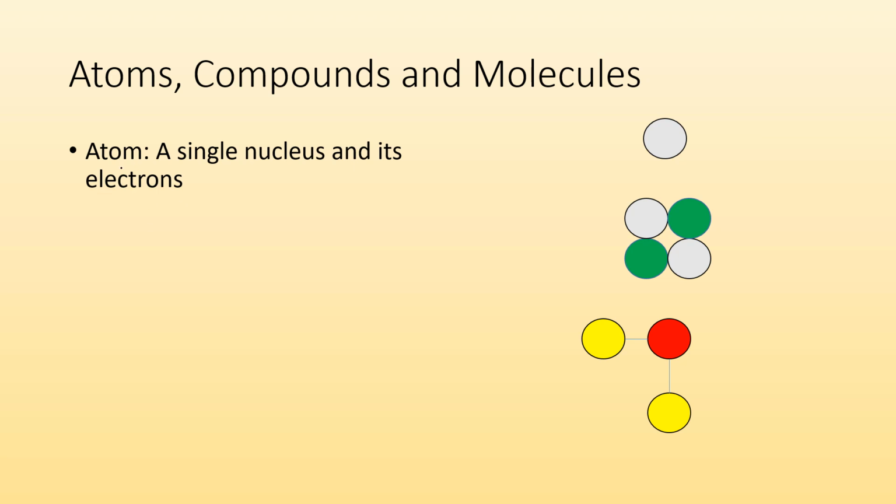So atoms, compounds, and molecules. What do these terms mean? Well, an atom is a single nucleus and its electrons. Maybe this is an atom of lithium, right? So we've got a nucleus and the electrons on the outside. That's one thing. It's the basic building block.